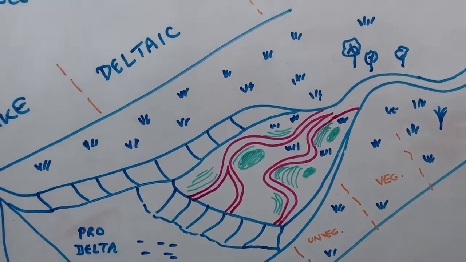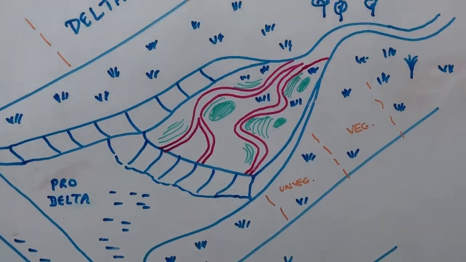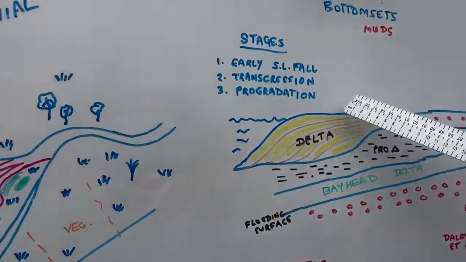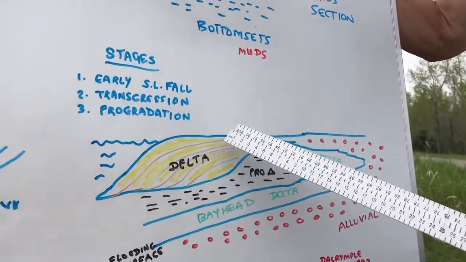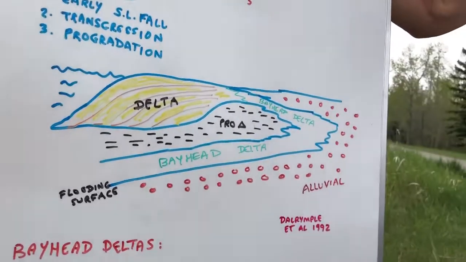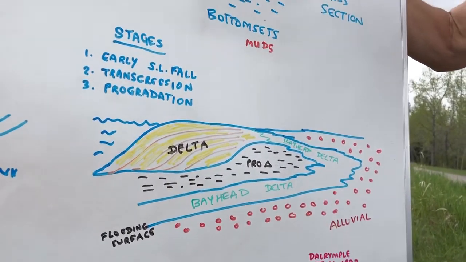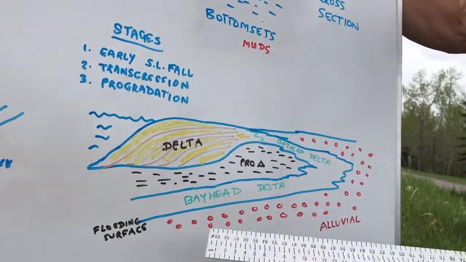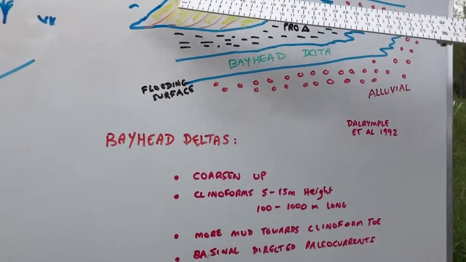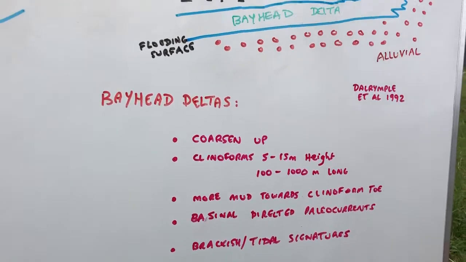So how do we recognize these bayhead deltas in the fossil record? Well, the sediments will coarsen up. The clinoforms, so these clinoforms here, which is where the delta is building out these layers one by one, are called clinoforms. They're usually pretty thin, so they're only 5 to 15 meters in height and maybe 100 to 1,000 meters in length. And what you'll see is that there's more mud towards the bottom of these clinoforms as well, because the mud is not really being washed away, because it's a relatively standing body of water that it's feeding into.